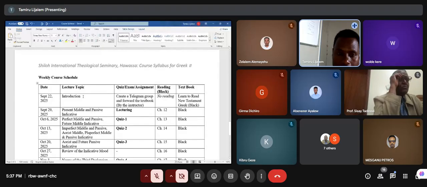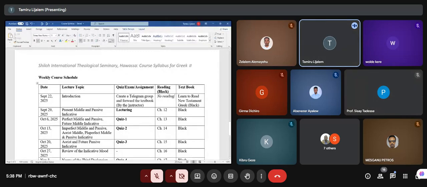So the Telegram group is created, and the textbook is already prepared. I will send the notes, and I will start the lesson. If you are not included in the Telegram group, ask the registrar and he will help you. And if you don't have any questions, it is better to move to today's class.